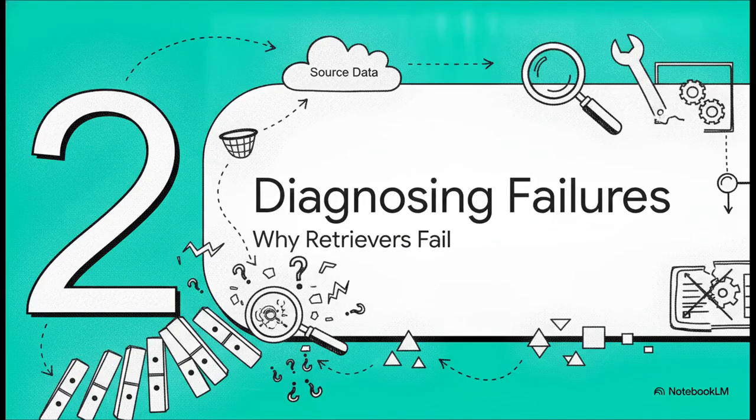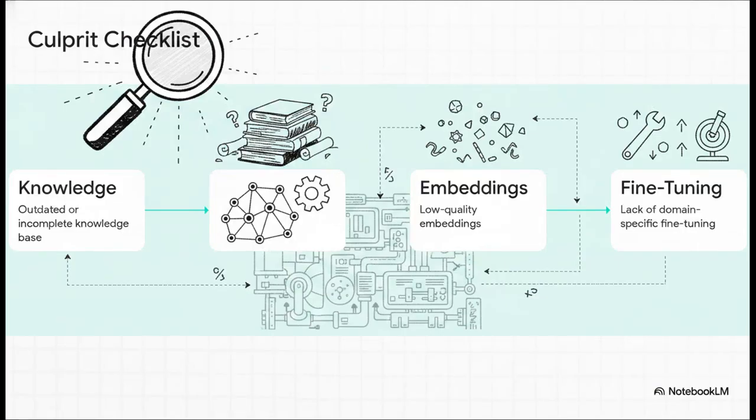Section 2. Diagnosing the failures. Let's look at exactly why retrievers fall short. Whenever a retriever is pulling in bad data, there's a specific 4-step checklist of culprits we need to investigate. We're looking at the state of your knowledge base, your actual retrieval model, the quality of your embeddings, and finally, the level of domain-specific fine-tuning. Let's pop the hood and unpack what's going wrong with each of these.